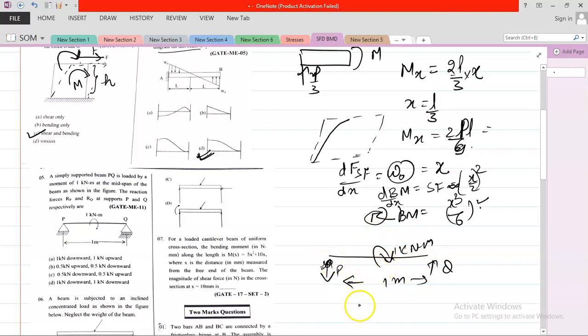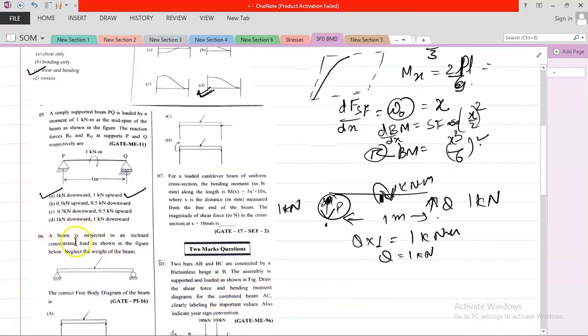Now if we take moments from this direction, Q into 1 is equal to 1 kN meter. So Q would be 1 kN. So here it is 1 kN and here it is also 1 kN, because this will form a couple in the anti-clockwise direction. So the reaction force at P is 1 kN in the downward direction, and at Q it is 1 kN in the upward direction, and it is forming a couple that is opposite to the applied moment.